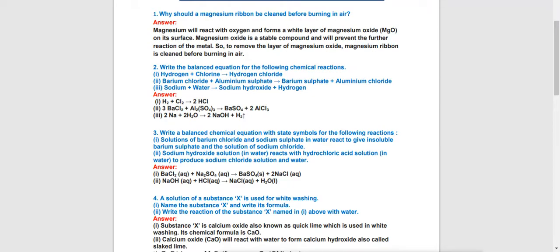But one request from my end is that you have to learn the elements along with their symbols so that you can write their formulas easily, so that if any questions are asked regarding chemical reactions, then you can write the formulas easily and get full marks.